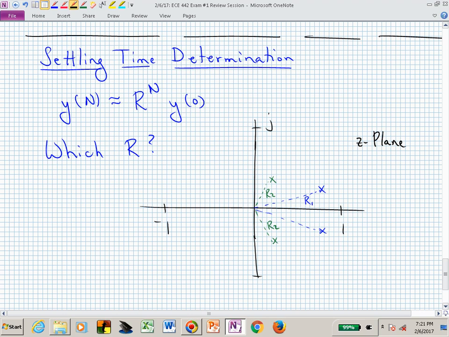Here I have R sub 1 and R sub 2. Which R would I use to determine the settling time?